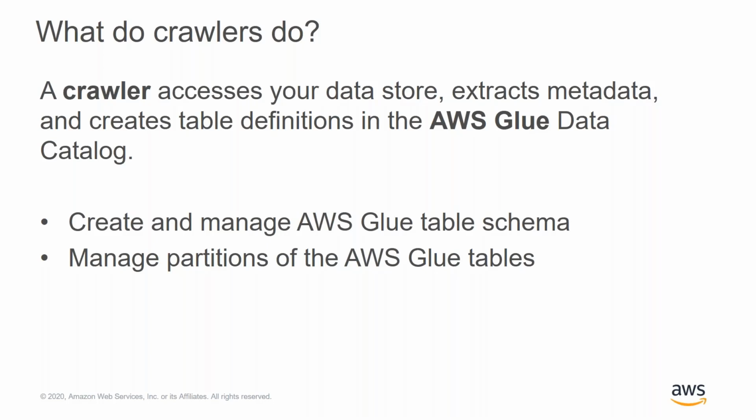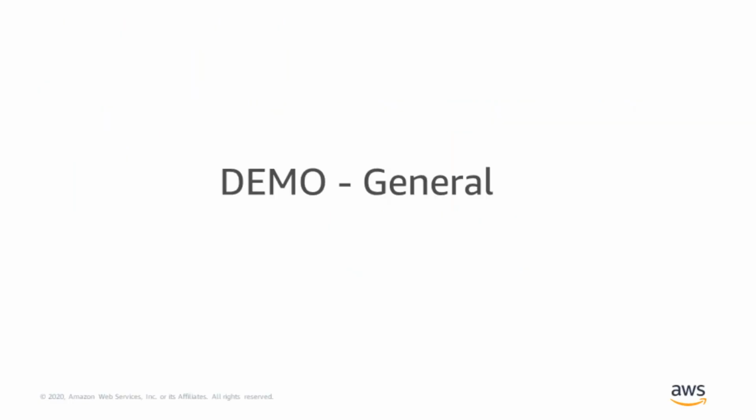There are really two goals for a crawler. Number one, create and manage Glue table schemas, and create and manage partitions, data partitions, in those Glue tables. Two real major goals for a crawler, and we are going to look at a lot of examples while we do that. Before I jump in, I would just like to give you a quick overview of what a crawler looks like, what it does, and then walk you through it.